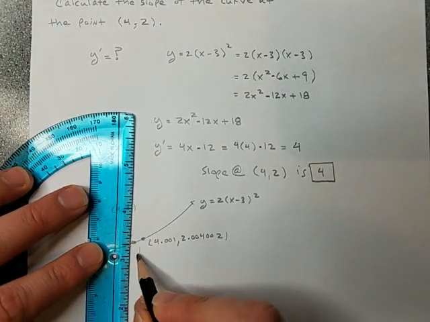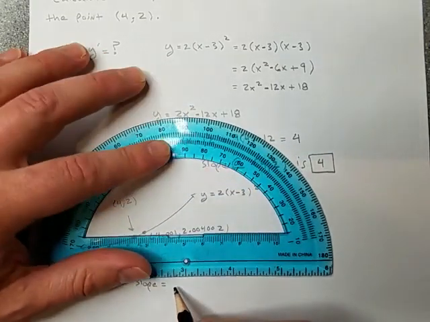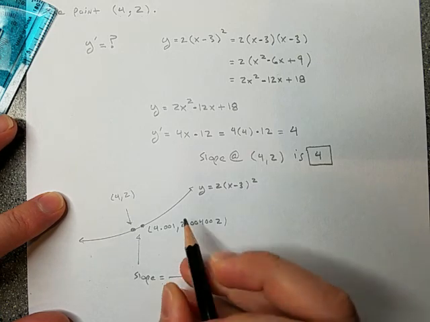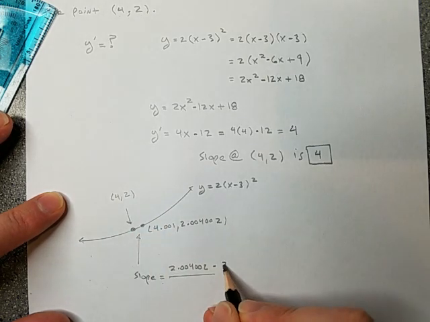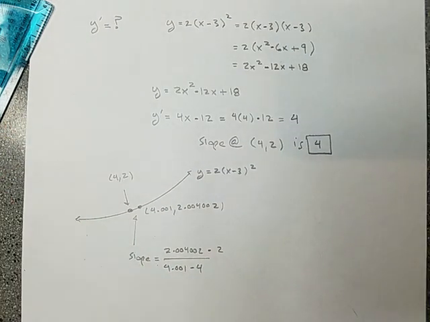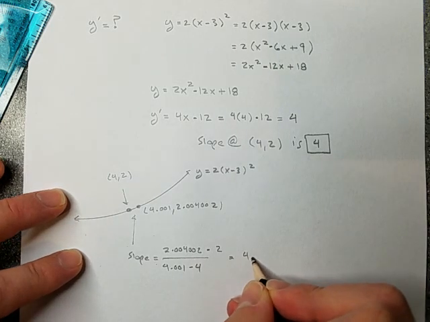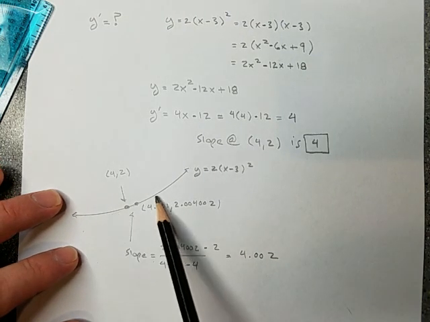So let's say right here, what's the slope between those 2 points? I'm making a prediction: it's going to be about 4. So, rise over run. There's the x coordinate. 2.004002 minus 2, that's the rise, over 4.001 minus 4, that's the run. So let's do the math on that, which I'll do off screen on my calculator. Here's what I get: 4.002, right? That's the slope of the secant line between those 2 points.